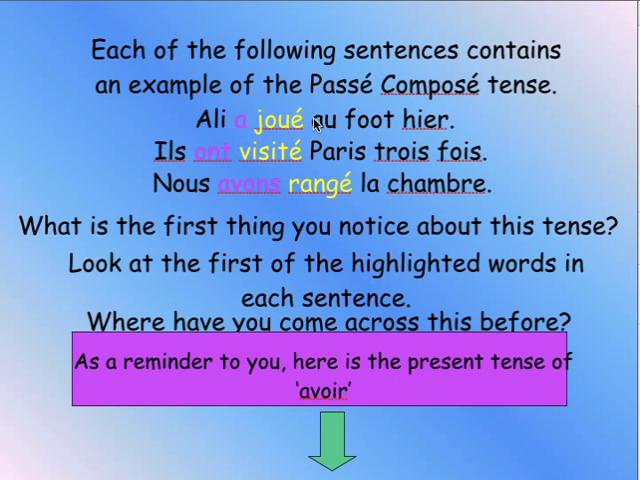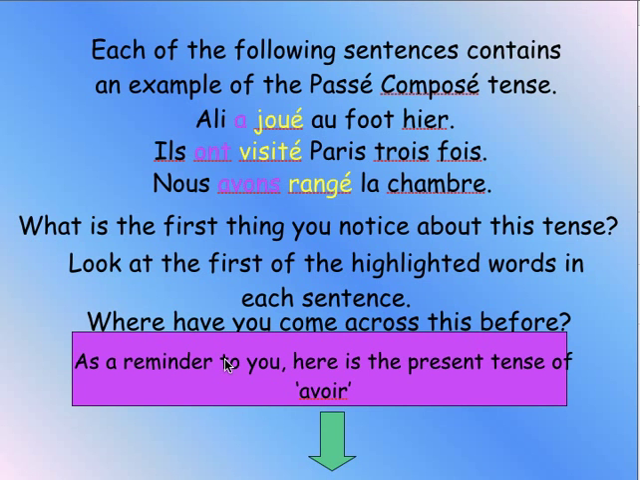Ali a joué au foot hier. Ils ont visité Paris 3 fois. Nous avons rangé la chambre. What is the first thing you notice about this tense? Look at the first of the highlighted words in each sentence. So we're looking at these here. Where have you come across this before?